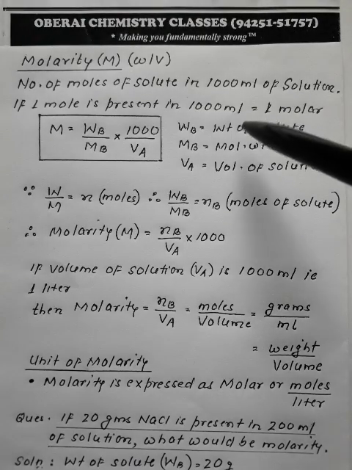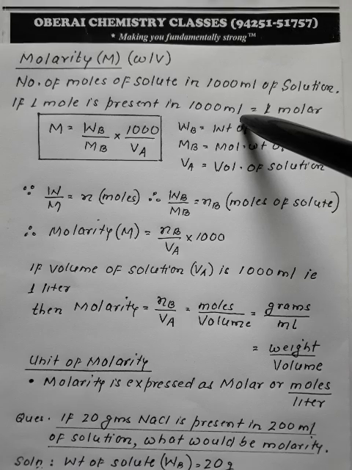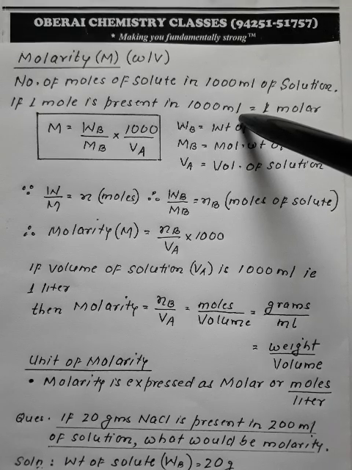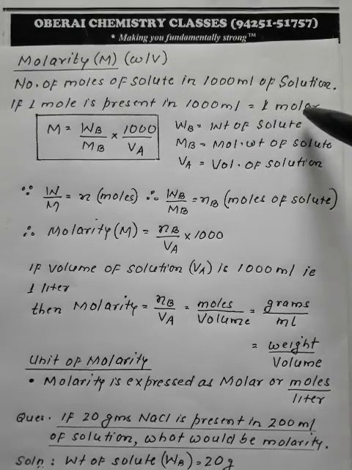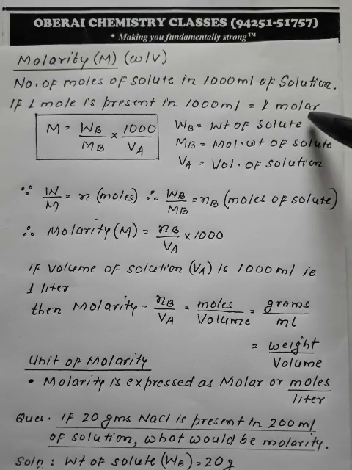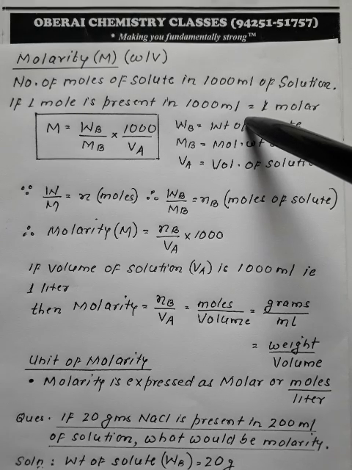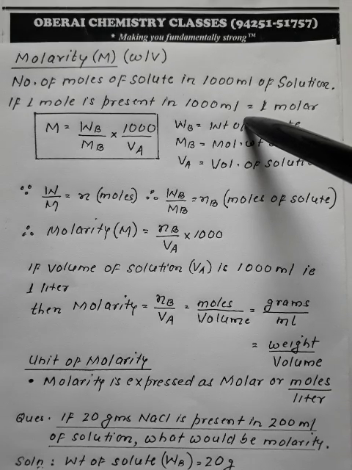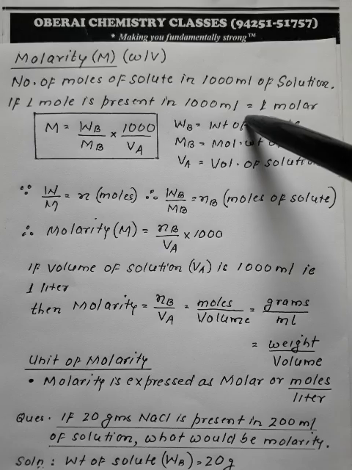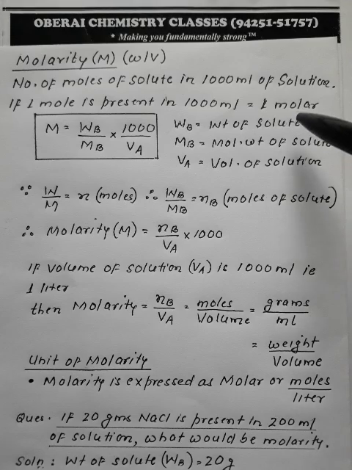Now further we say that if 1 mole of any solute is present in 1000 ml of solution, such a solution is termed as a 1 molar solution. If it is 2 moles per 1000 ml of solution, it is termed as a 2 molar solution. If it is 3 moles of solute in 1000 ml of solution, it is a 3 molar solution, and so on.